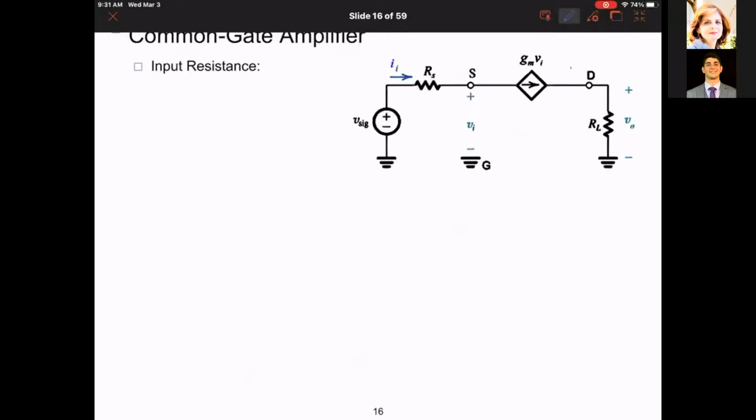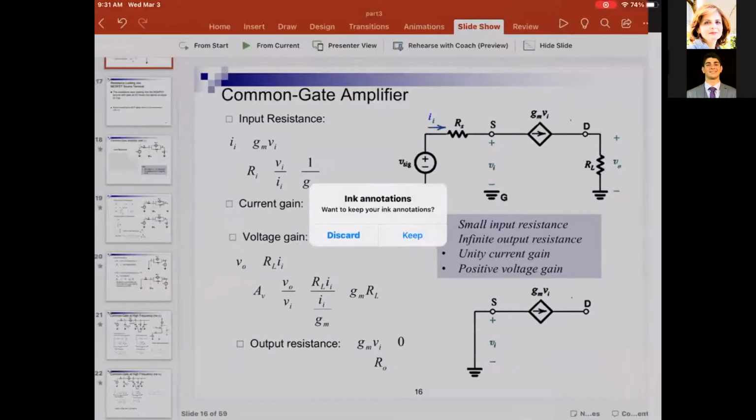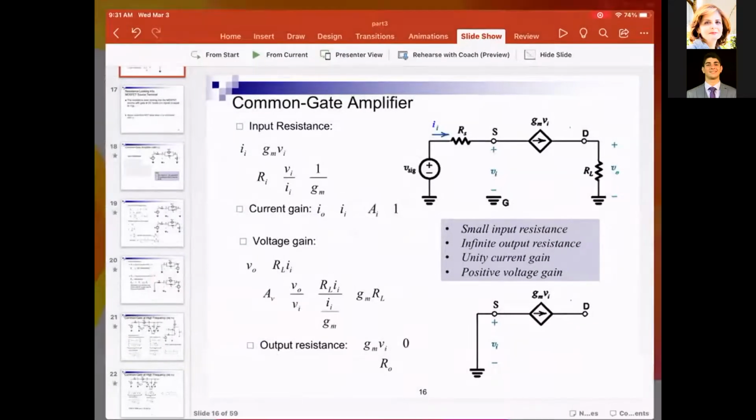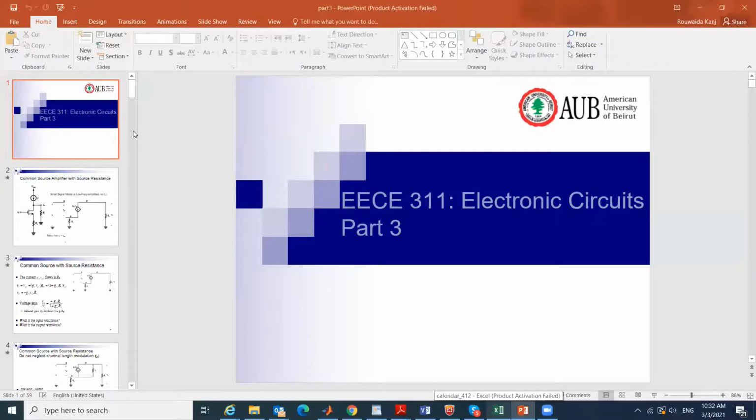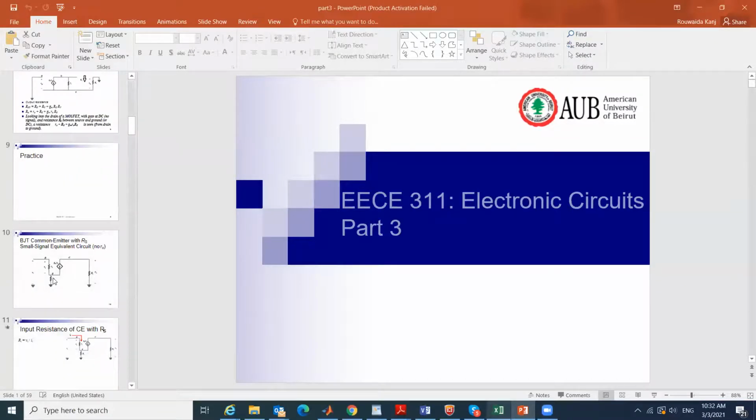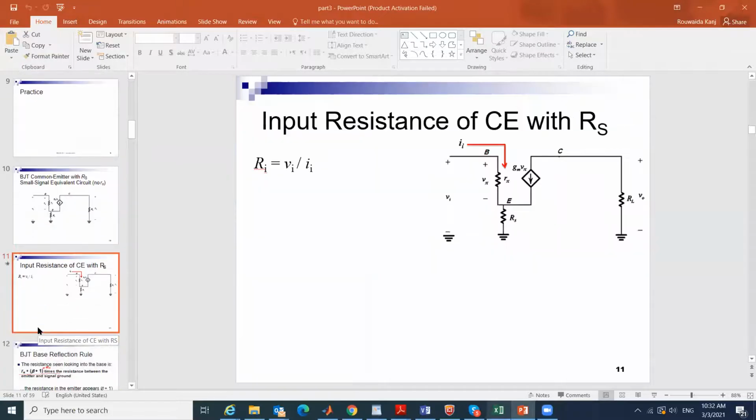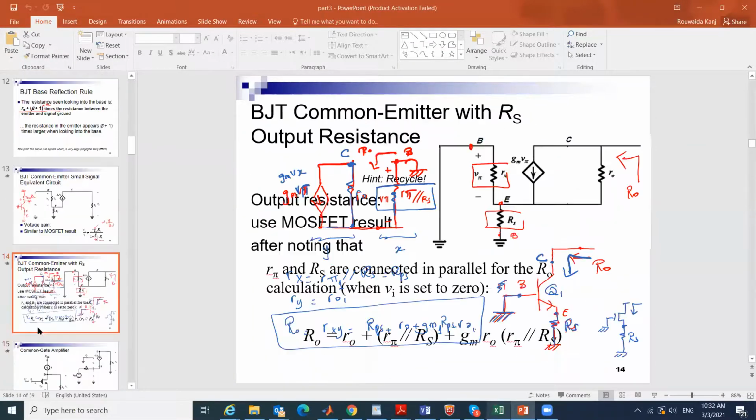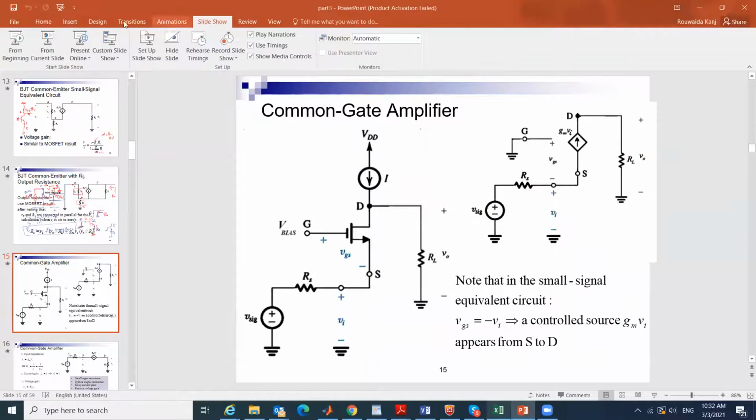Let me flip to the iPad, the computer, because I fixed it and the equations did not come out from here. Okay, so let me stop sharing. Sorry for the inconvenience. Okay, so let me share the screen again from here. Now we will see the equations of the derivation of the common gate amplifier. Okay, so let us see the common gate amplifier.